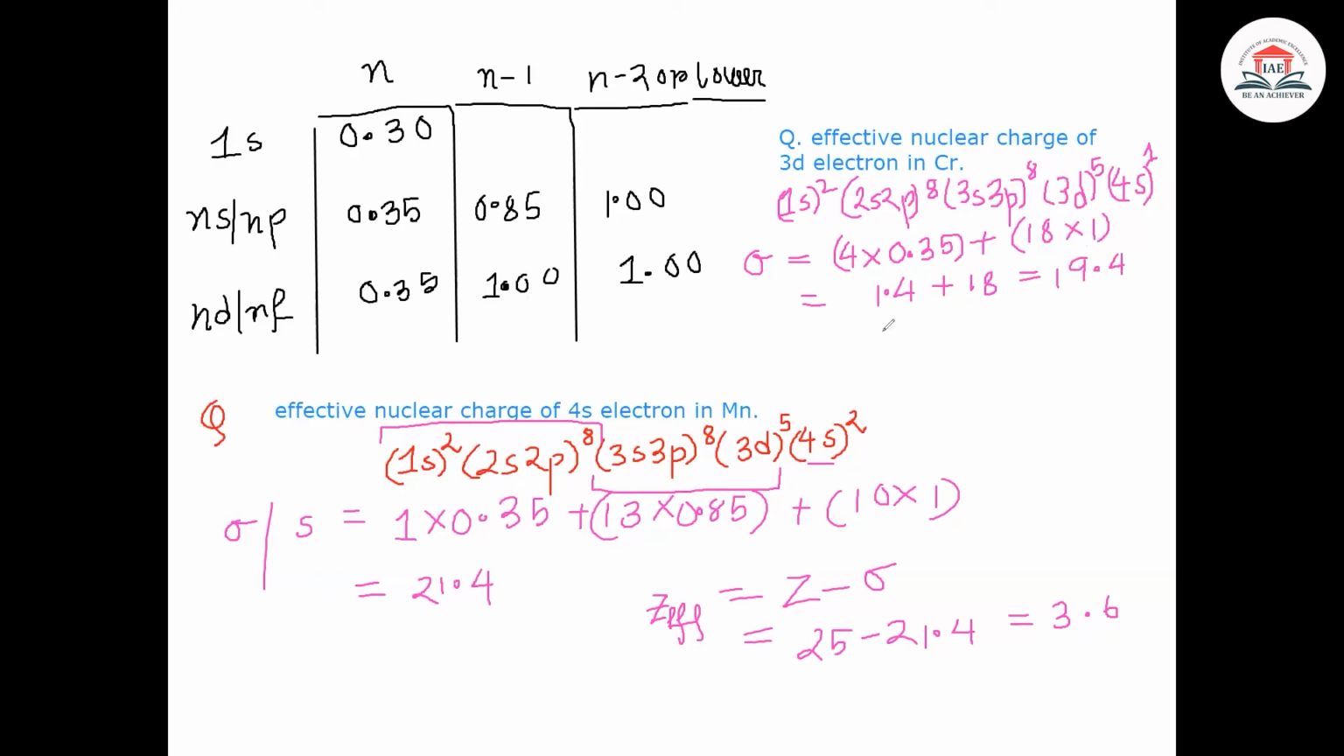So the effective nuclear charge is Z star. It is 24 minus 19.4, we will have 4.6. Because you are considering the 3D group. In the 3D group, except the 5th electron, you have 4 other electrons. They will be shielding by a factor of 0.35. Then you have to consider all the rest of the electrons for a factor of 1.